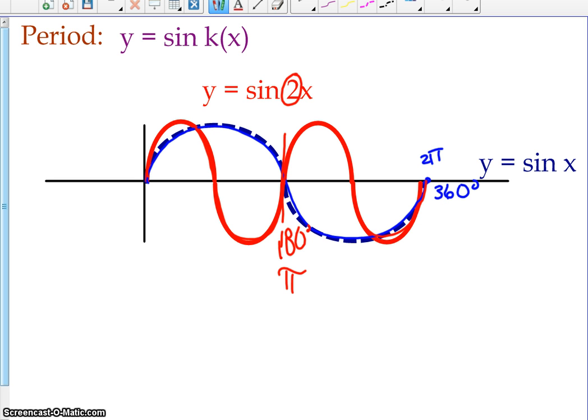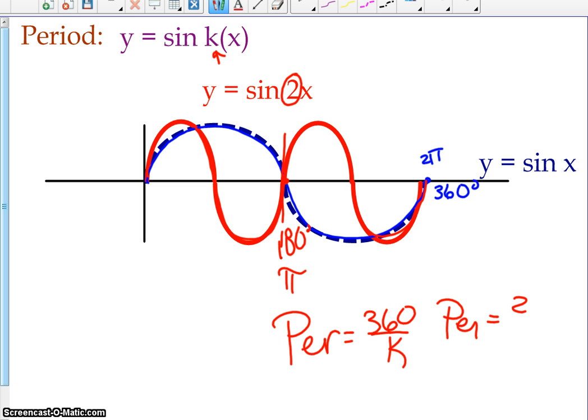So the period is the time it takes you to do one of the cycles. We usually say it's 360 if we're in degrees divided by k. k is always the coefficient of our variable. If we're in radians, the period is going to be 2 pi divided by k. And you're going to see that over and over again.